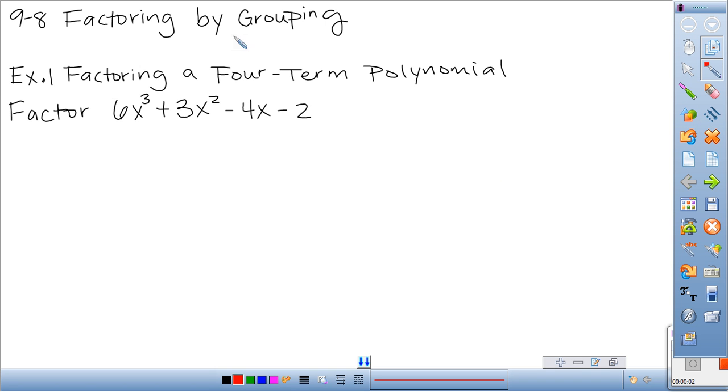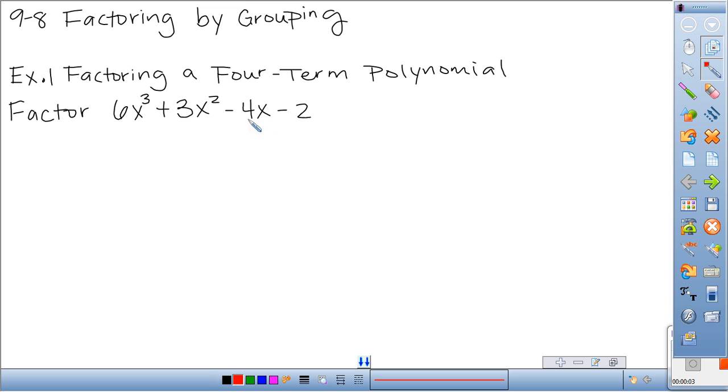This is lesson 9-8, factoring by grouping. We're learning a new method today to factor, other than finding the factors of our last term that add to be our middle term, or simply pulling out a GCF, or in the last lesson, those rules, and the lesson before that, in 9-6, we used FOIL. But FOIL doesn't work on a 4-term polynomial like the one we have right here. The reason it doesn't work is because FOIL is only for a trinomial, and here we have a 4-term polynomial.